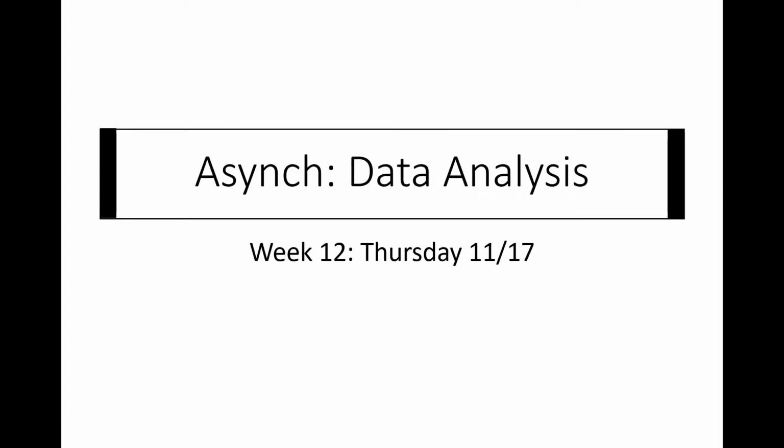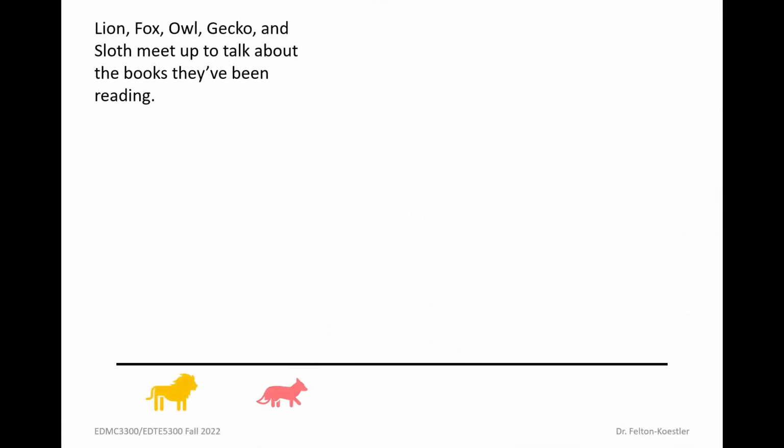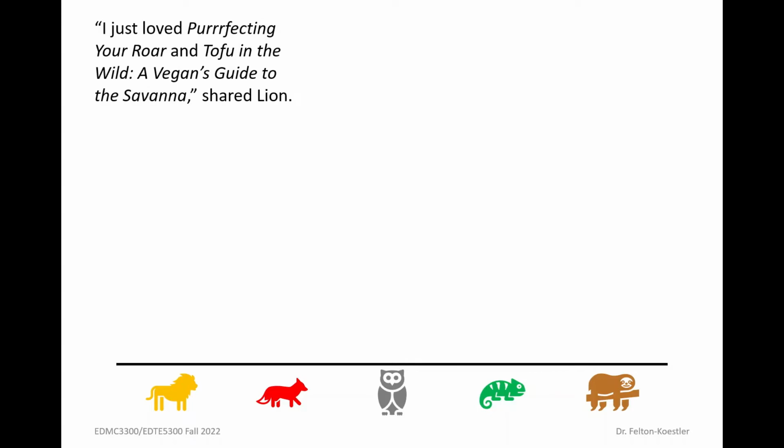All right, we're going to talk a little bit more about data analysis, and I would like to start with a story. Lion, Fox, Owl, Gecko, and Sloth meet up to talk about the books they've been reading. "I just loved Perfecting Your Roar and Tofu in the Wild: A Vegan's Guide to the Savannah," shared Lion.